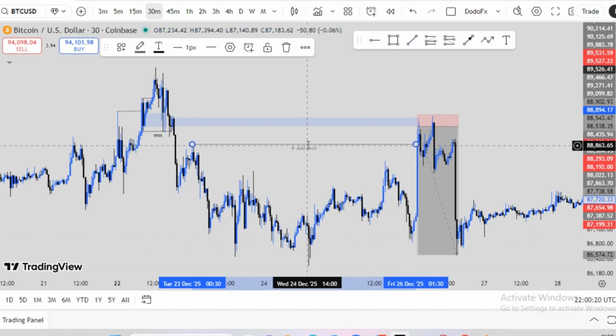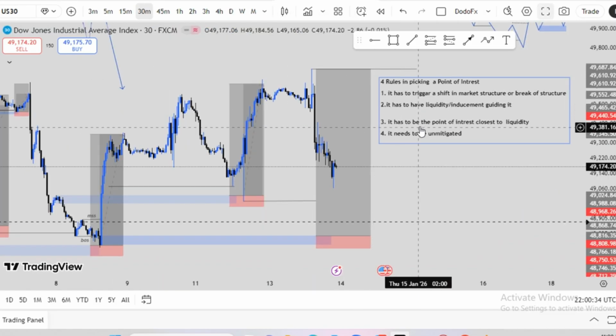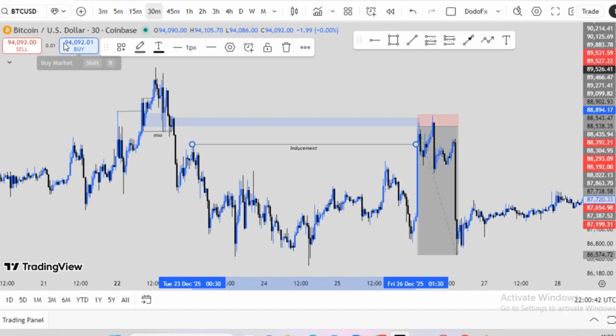Then I'll label it inducement. Now I'll pick out my inducement part of it. Now let's go to the third part of it. We say it has to be the point of interest closest to liquidity. Understand? And the point of interest closest to liquidity, I don't see any point of interest that's close to liquidity.